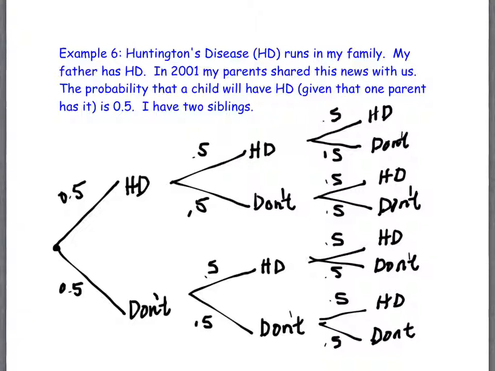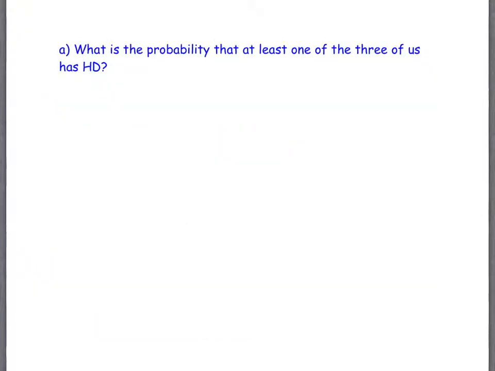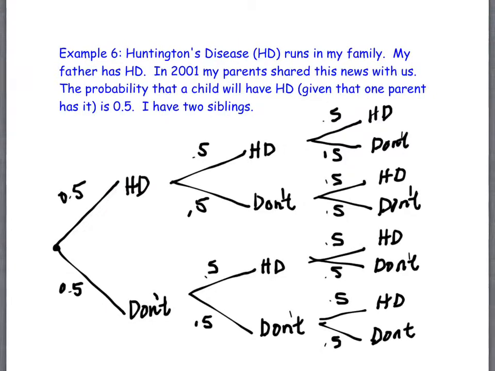Okay. So the question that we're asked first is, what is the probability that at least one of the three of us has this disease? So how could I find that based on this picture? There's two ways to do it. Okay, so that's a really good idea. So this is one of the ways Hannah just mentioned. I could go along each branch, and I could select all of the branches where at least one of us has it. Are you guys with me?